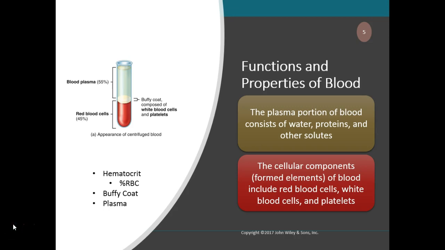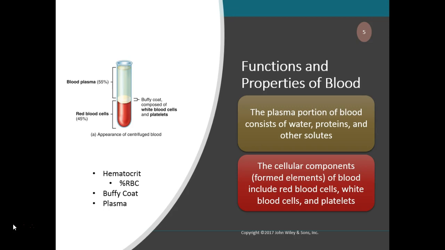Now remember, hematocrit is what percentage of this total volume is made up of red blood cells. So if you have a significant drop in hematocrit, that could indicate that you have an anemic condition going on, which can be caused by a decreased number of red blood cells.